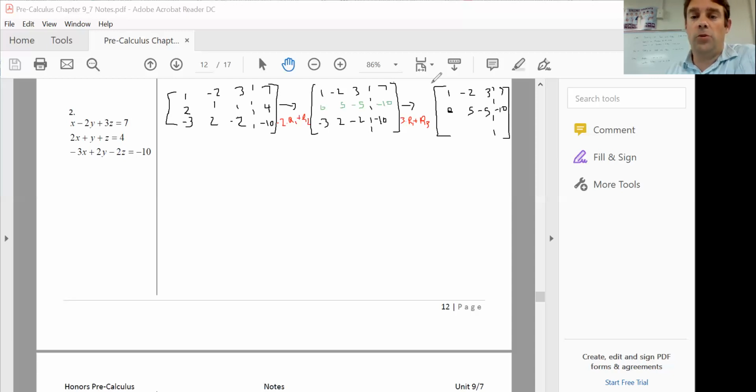All right, so now I'm going to multiply that top row by 3. So 3 times 1 is 3, plus negative 3 is 0. 3 times negative 2 is negative 6, plus negative 2 is negative 4. 3 times 3 is 9, plus negative 2 is 7. 3 times 7 is 21, plus negative 10 is 11.